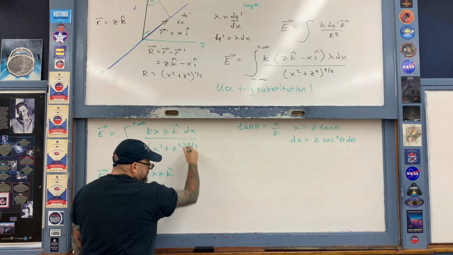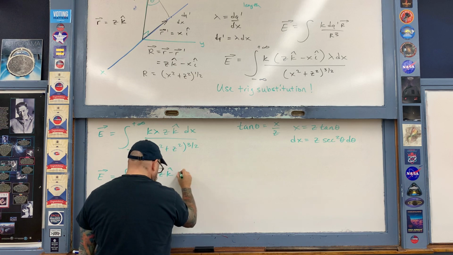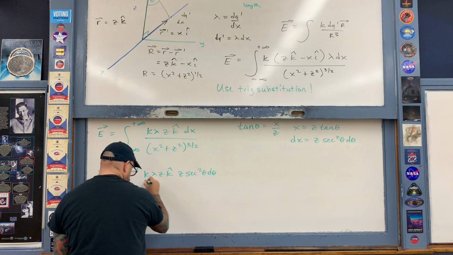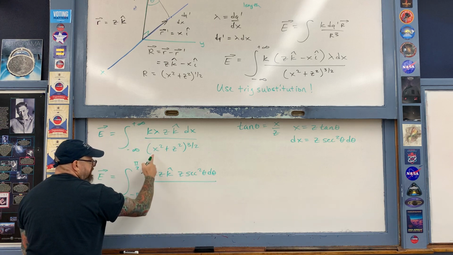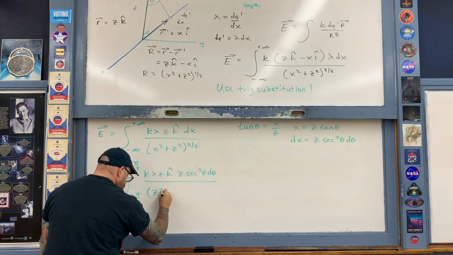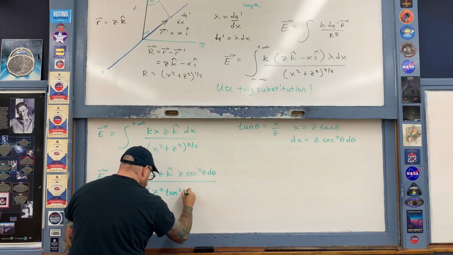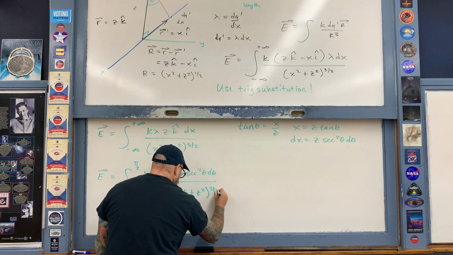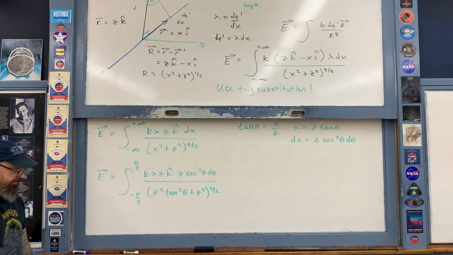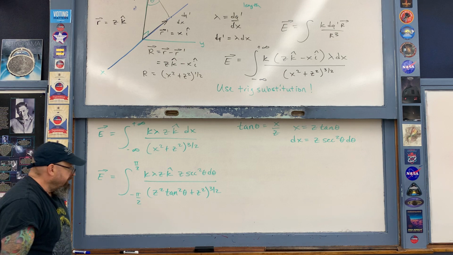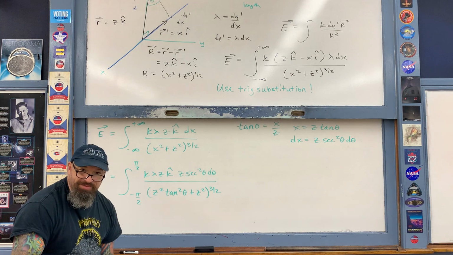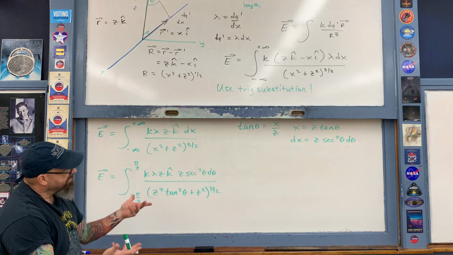Then times dx, which is right there, like so. Okay, and then divided by z squared tangent squared theta plus z squared, all to the 3/2. Okay, and then we have to simplify this mess as well. So when we simplify this mess, basically we run through the exact same series of steps as I did earlier when talking about the I hat integral.